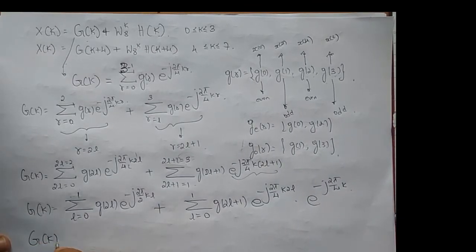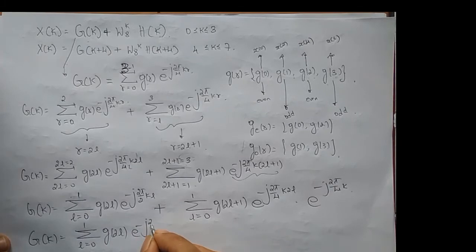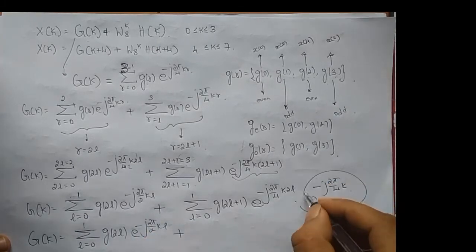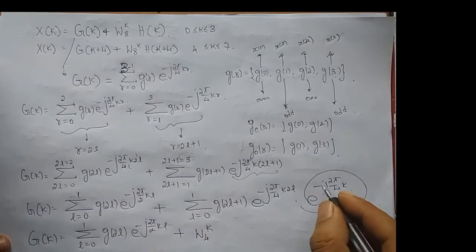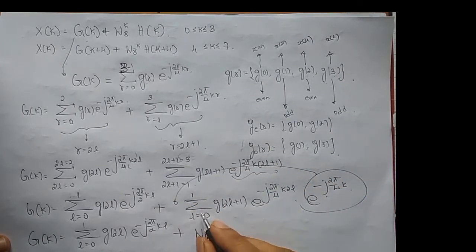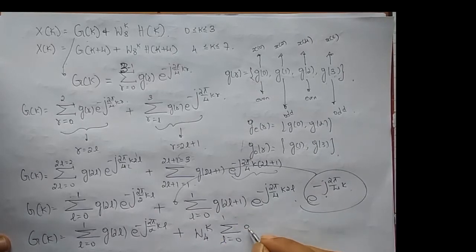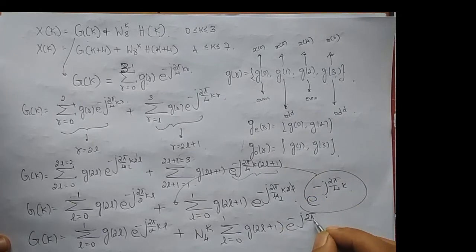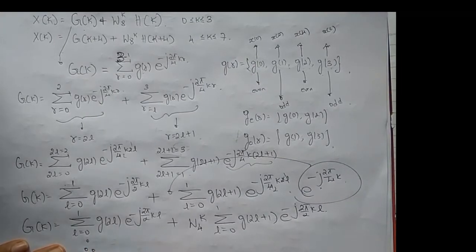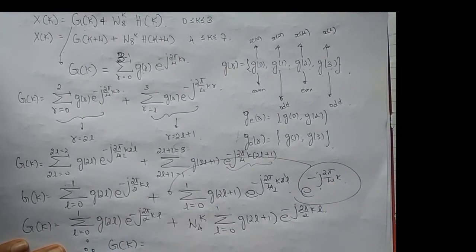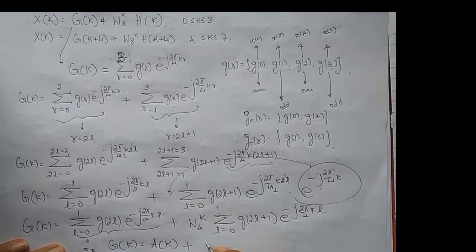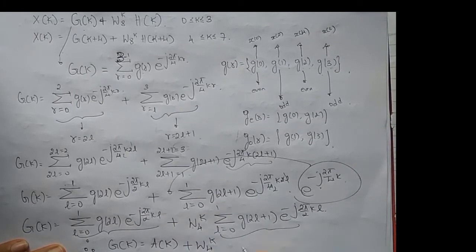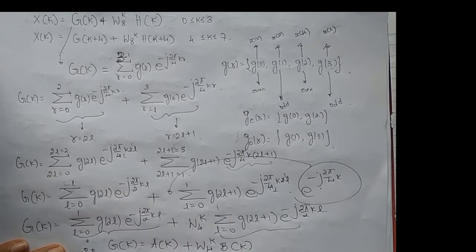So G of k is equal to summation L varying from 0 to 1 of G of 2L e power minus j 2 pi by 2 into kL, plus W4 power k, which I will shift out because it's independent of L, times the rest of the term: summation L varying from 0 to 1 of G of 2L plus 1 into e power minus j 2 pi by 2 into k into L. Therefore G of k is equal to A of k plus W4 power k times B of k.